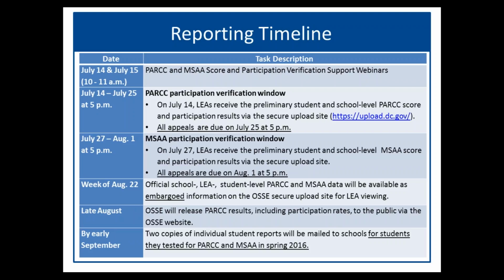And then the second verification window is the MSAA participation verification window. The preliminary MSAA data will be sent out on July 27th. In the same way, LEAs will receive a preliminary student, school, and LEA level file that has the score and participation results, received through the AUSSIE Secure website. And then all appeals are due back on August 1st at 5 p.m. And for those of you who aren't aware, the MSAA is DC's alternate assessment for ELA and math.